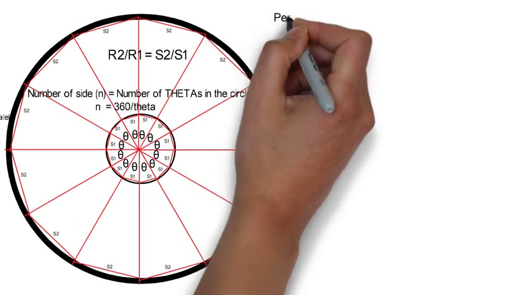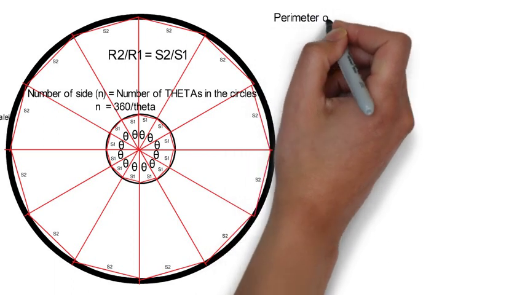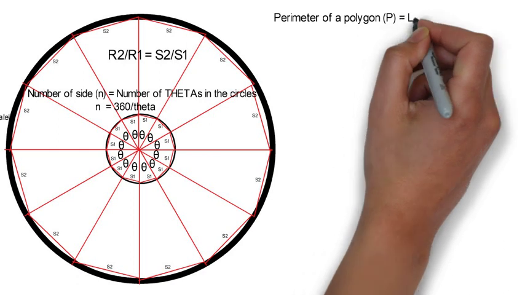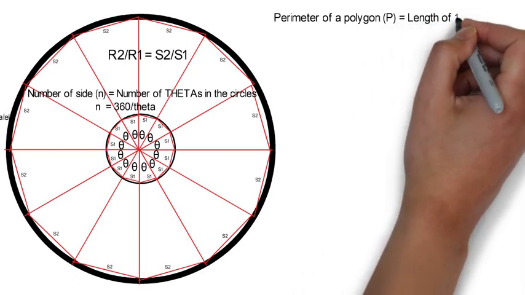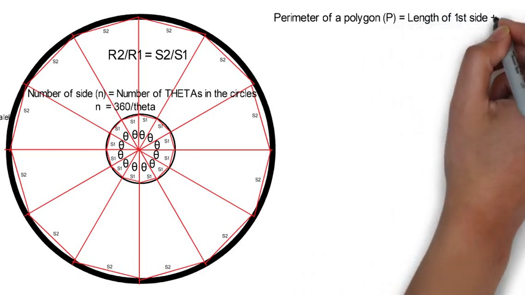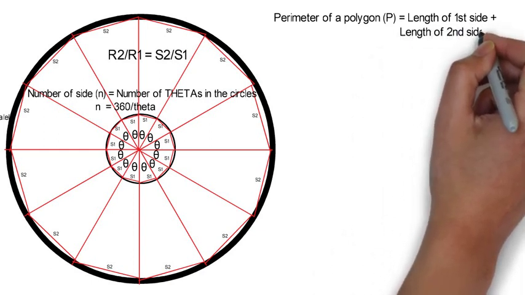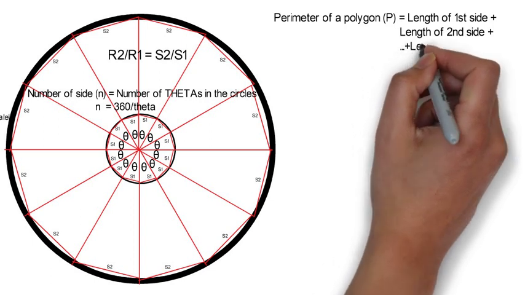We know that the perimeter of an n-sided polygon will be equal to the total sum of the lengths of all sides of the polygon. Perimeter P is equal to the length of the first side plus the length of the second side plus ditto plus the length of the nth side.